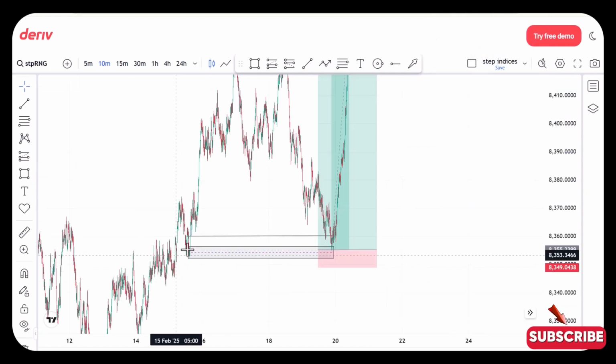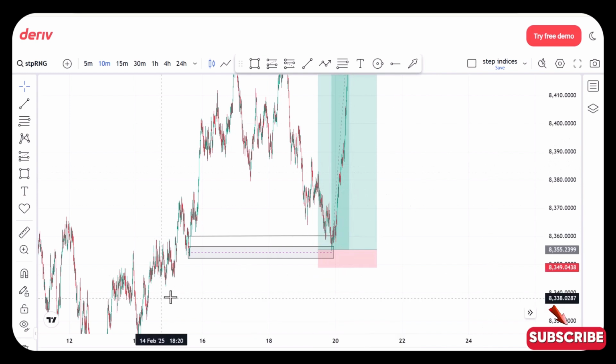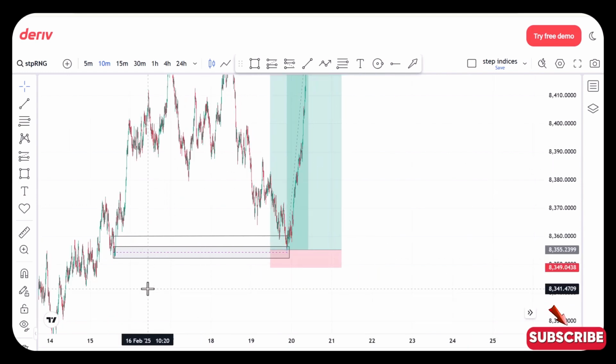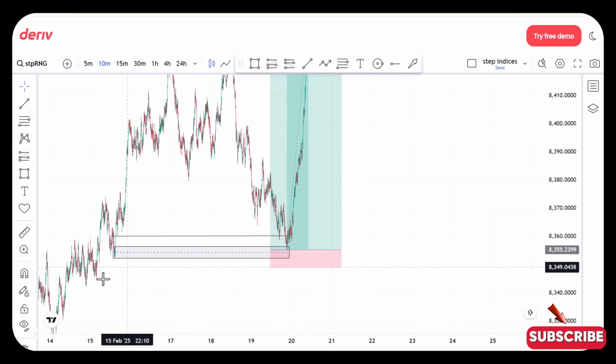And the last but not the least is on step index. You just look at this, how many risks to reward? This is 1 is to 12.89. Massive, right? And the same concept, the same strategy, the same idea all the time. But just see how massive price is actually reacting to this block.